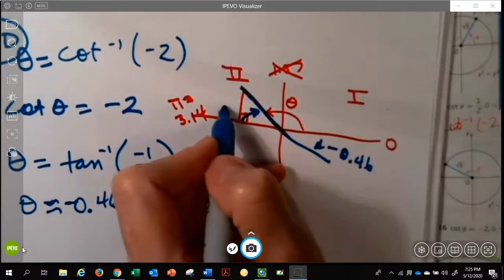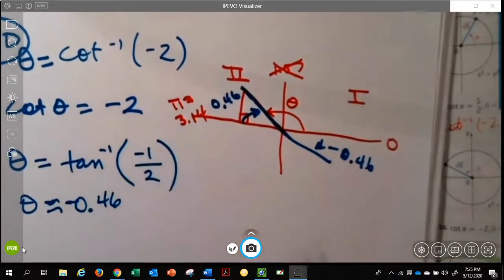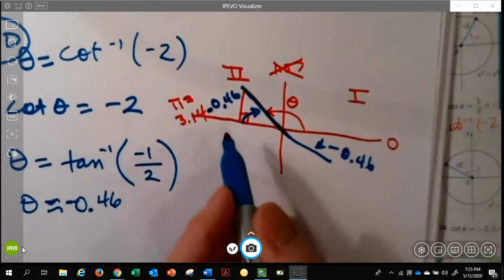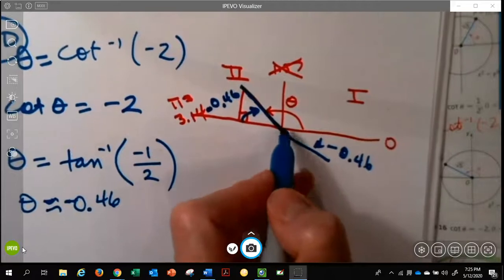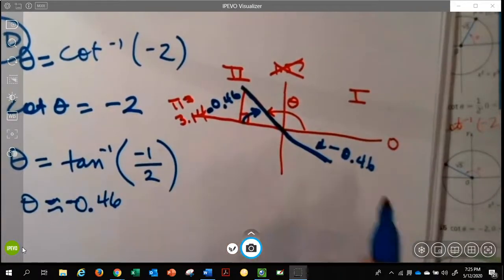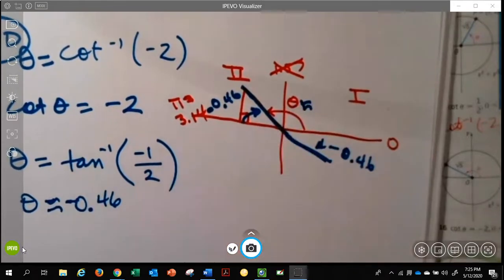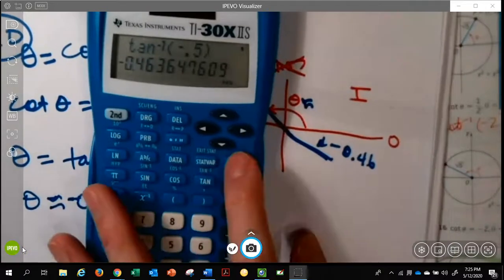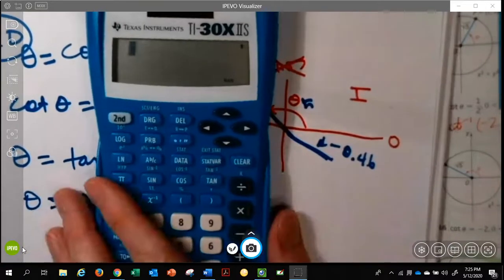If that was a 4.6, this is going to be a 4.6. This is a pi. I can take pi, subtract the angle that I've found, the one I've calculated. Boy, that's a nice not straight line. And then that's going to give me the theta that I need. So I grab my calculator, and I could do 3.14. I could have left that number on there.